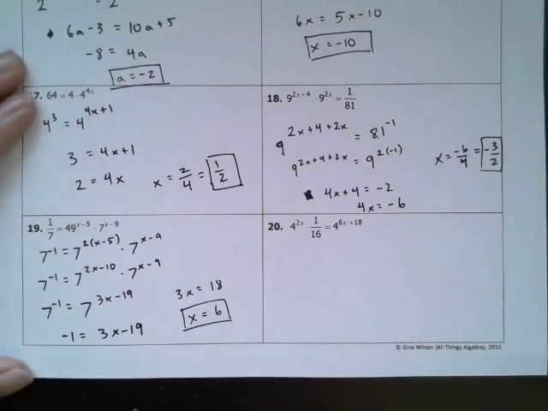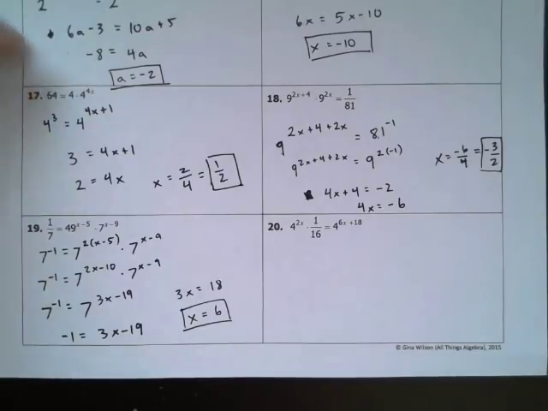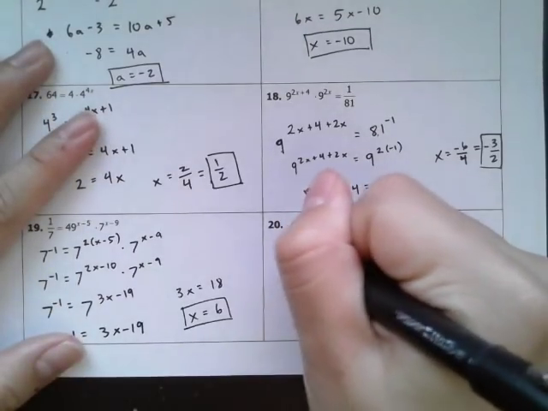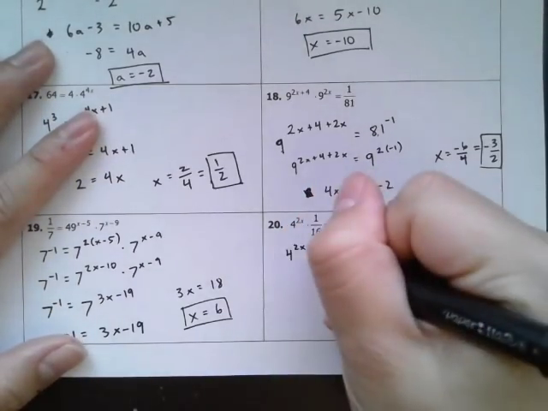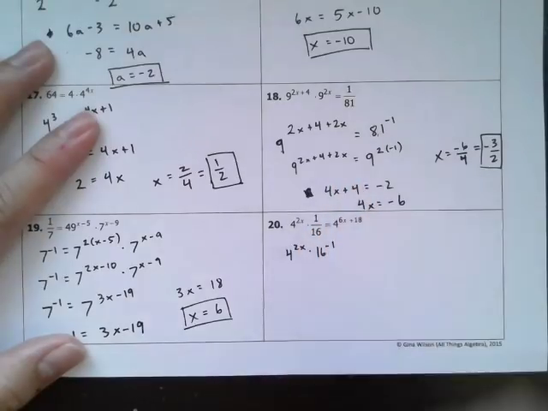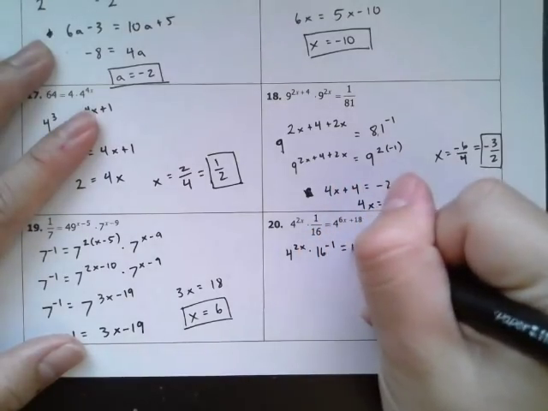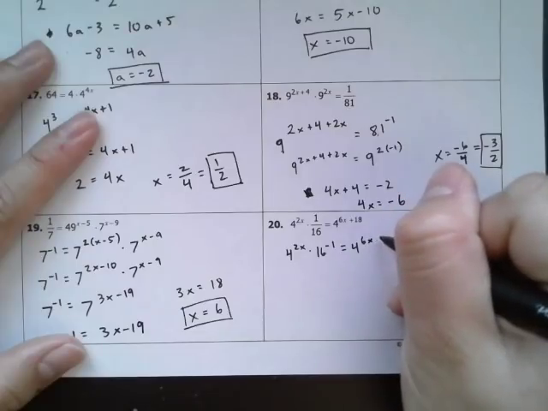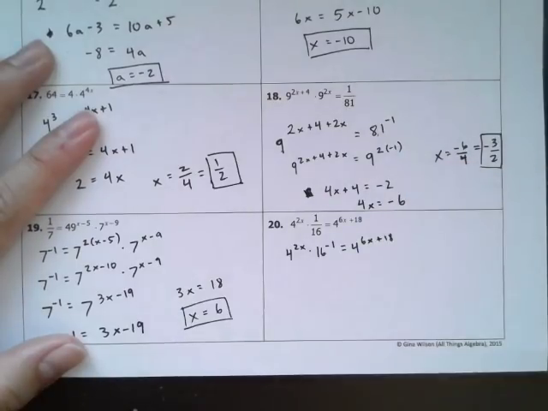Number 20, I have 4 to the 2x times 1 over 16 is equal to 4 to the 6x plus 18. So I'm going to want a base of 4. So rewriting the left side here, I have 4 to the 2x times 16 to the negative 1 is equal to 4 to 6x plus 18.